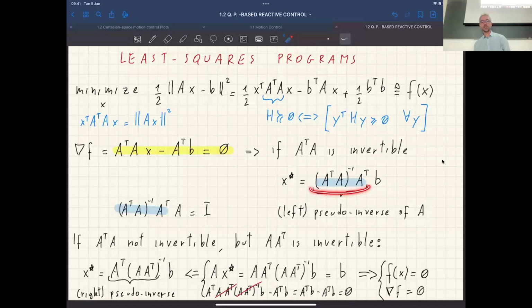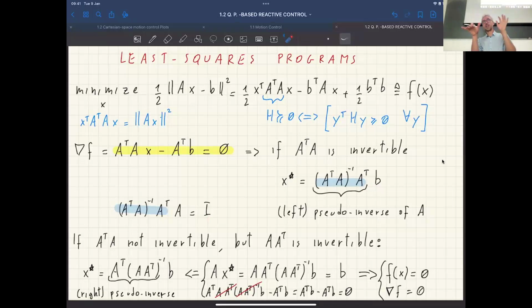This matrix here that we get, that is pre-multiplying B, turns out to be a pseudo-inverse of the matrix A. If you remember, we already discussed the concept of pseudo-inverse last time when we discussed Cartesian-space control. Why is this a left pseudo-inverse? Well, if you take this matrix and you multiply it on the left by A, then you can see that you get the identity. So it's an inverse, but only if you multiply on the left.